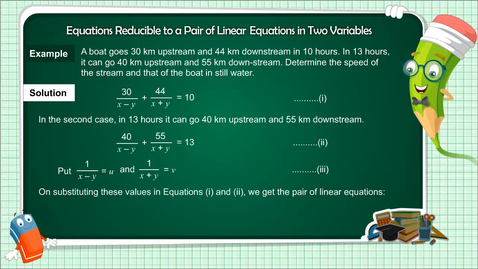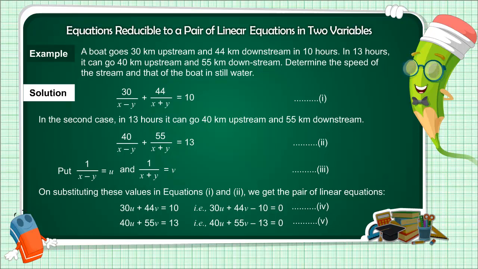After putting the values, we get 30u plus 44v equals 10. That is, 30u plus 44v minus 10 equals 0. This is our fourth equation. Replacing values in equation 2, we get 40u plus 55v equals 13. That is, 40u plus 55v minus 13 equals 0. This is our fifth equation.